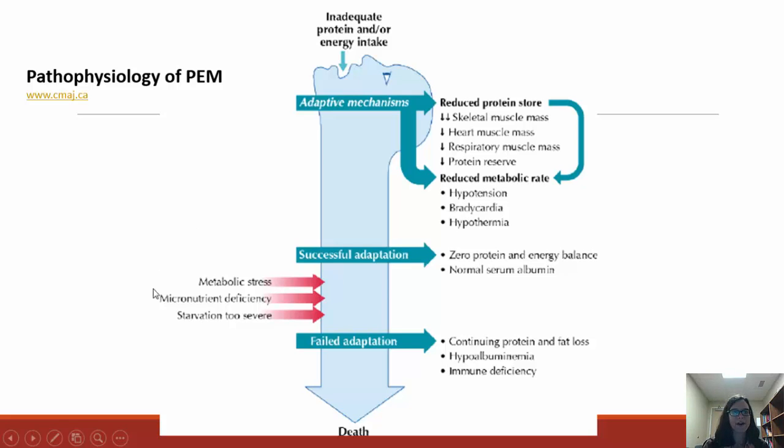However, if we have metabolic stress or just very extreme starvation, then our body does fail to adapt and we continue using our body protein and our fat loss. We have lower levels of albumin, and because we are not preserving our protein for other functions, we have immune deficiency.